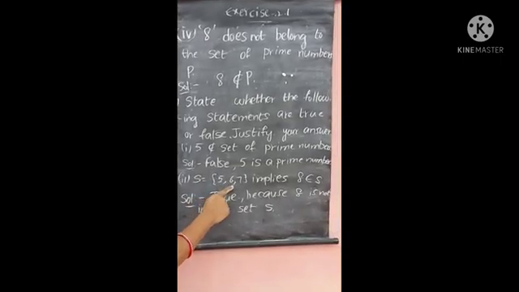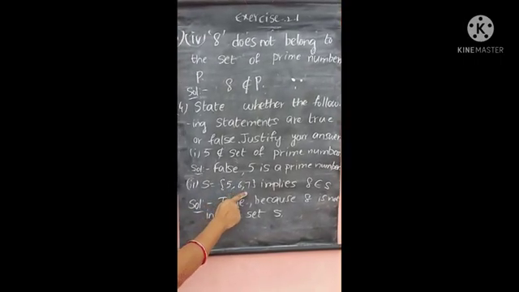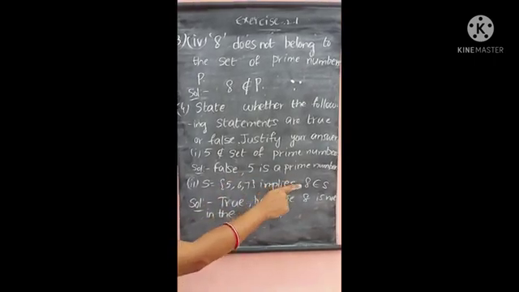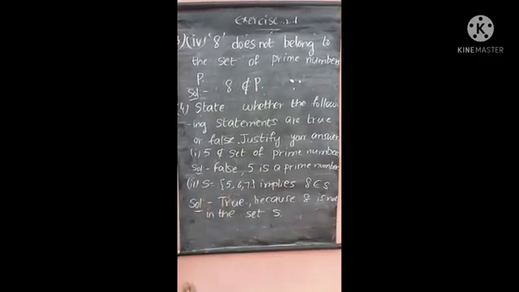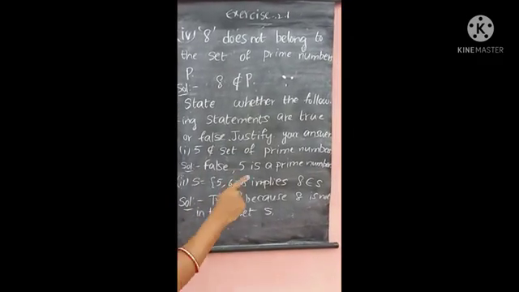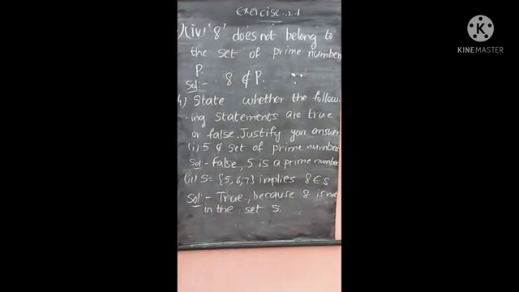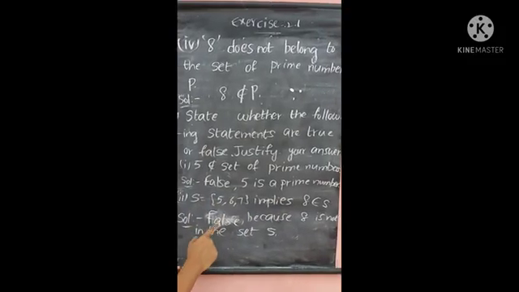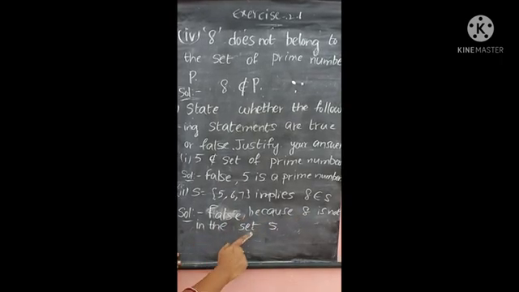So see the second one in this. S is equal to {5, 6, 7}. What are the elements in the set S? 5, 6, 7. Implies 8 belongs to S. 8 is given as an element in the set S. Is it correct? Is 8 an element in the set? No, 8 is not there. Only 5, 6, 7 are there. So the given statement is false. 8 belongs to S is given, but 8 is not in the set S.